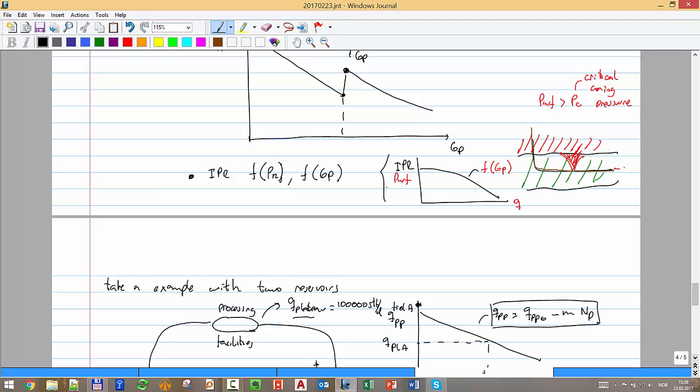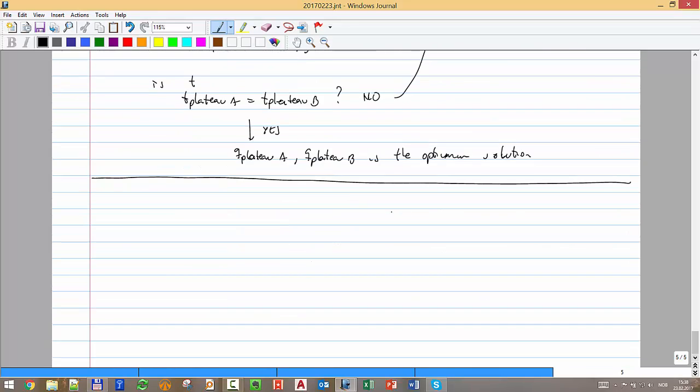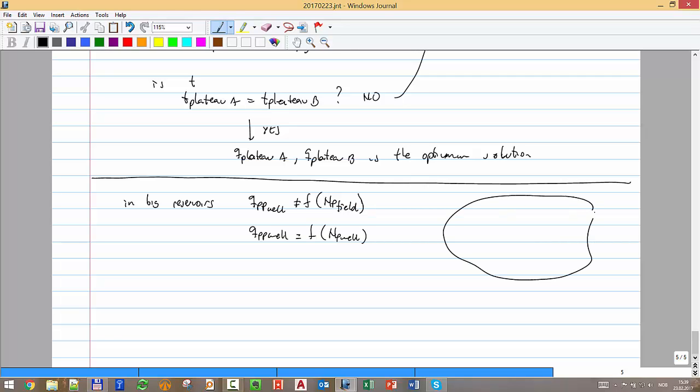Actually, assuming a big container where everything has a uniform reservoir pressure is sometimes not exactly a good assumption, okay? Why? Because you have a very areal difference, and in that case, in big reservoirs, the potential of the well is not a function of the NP of the field, or the GP of the field, but QPP of the well is actually a function of the NP of the well. Just because there is so much heterogeneity that each well can almost behave like an independent reservoir, and it will have its own potential depending on how much you have produced from that well, okay?